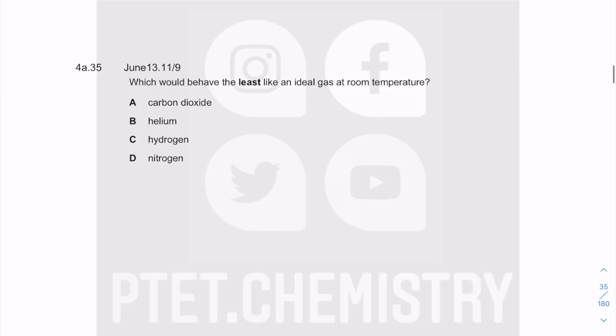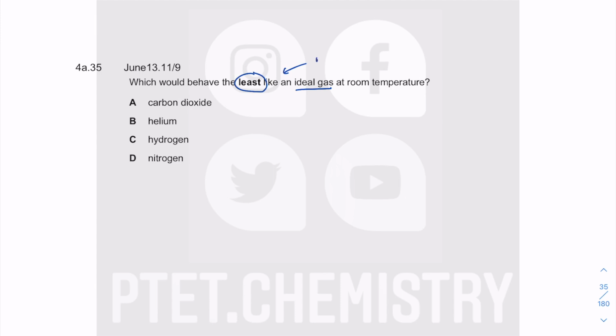This is the last question of this 5-question series. Previously we had a question for conditions that will give us the gas which behaves most ideally, whereas here you want the gas that behaves least like an ideal gas. So instead of conditions, here it is the molecules that are different.